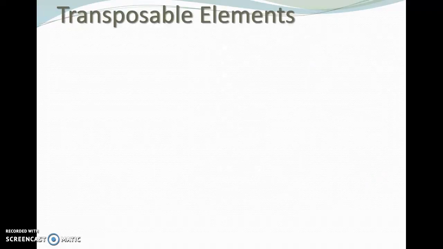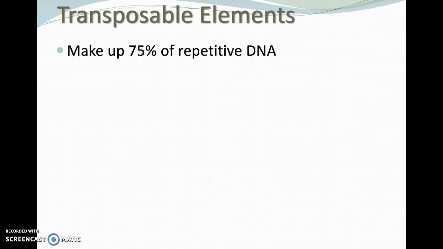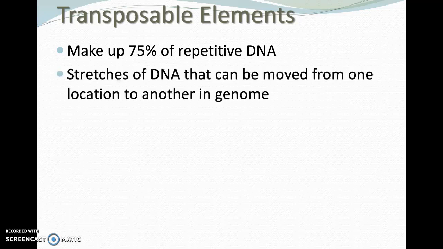When studying, analyzing, and sequencing DNA, it's been figured out that about 75% of the DNA is repetitive. So we have several, if not many, base pairs occurring in a certain order, and then it occurs again. Then it occurs again in the same order, and on and on. Now, that is known as transposition, where you have stretches of DNA that can be moved from one location to another in a genome.